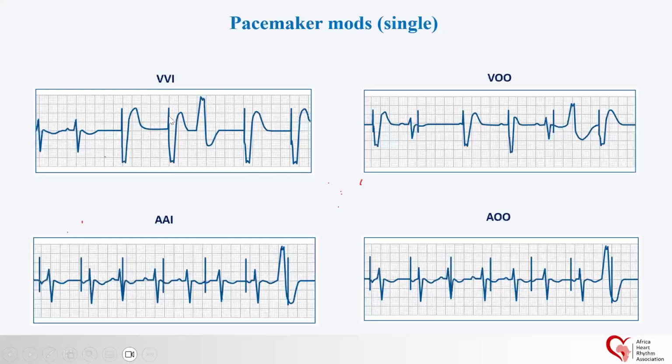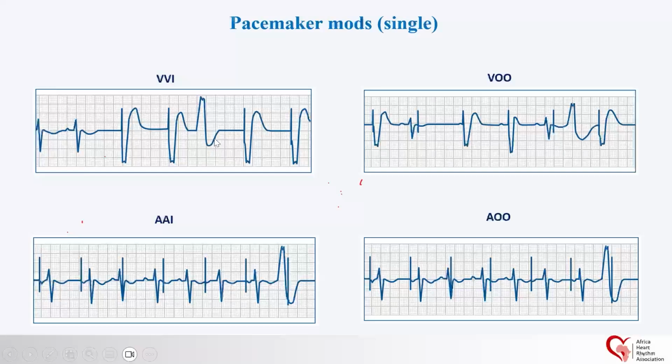There are some examples for single chamber mode, such as VVI. That means we pace in the ventricle, we detect in the ventricle, and we will inhibit the pacing if we detect a ventricular event. So here, this is a ventricular event, so the pacemaker will inhibit the pacing.